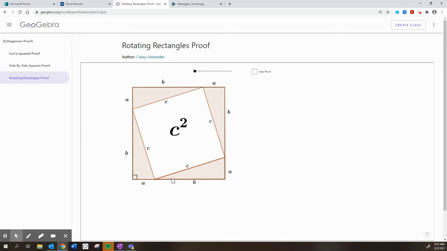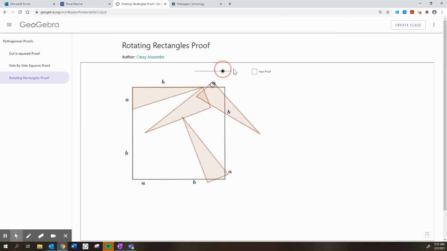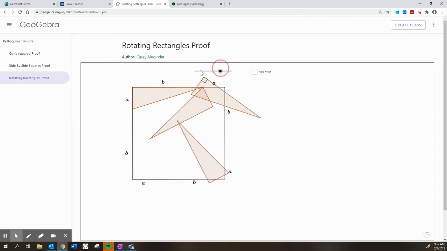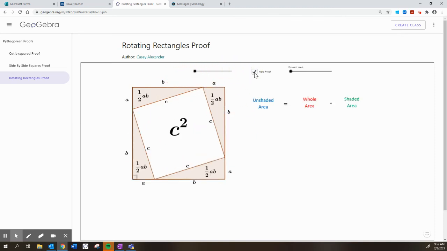And then finally, we had this third one where we have 4 identical right triangles with A and B, and then C, that C squared is there, and that empty space is the area of C squared. And if I rearrange it like this, the empty white space is A squared and B squared together. And so those are 3 different proofs. And then I had this nerd proof where I actually did some algebra that looks like this. I'm not going to go over it. If you're interested, you can ask me and I'll let you know.